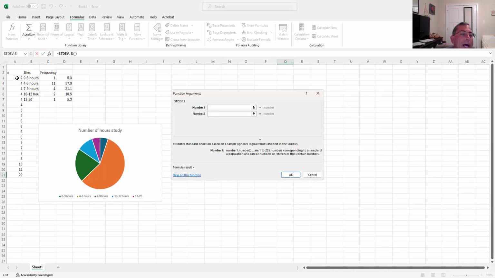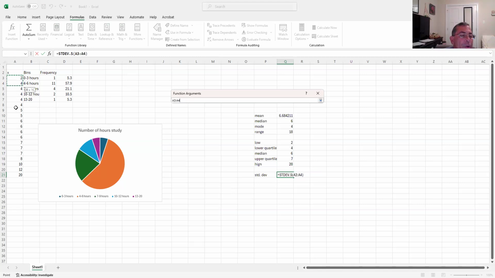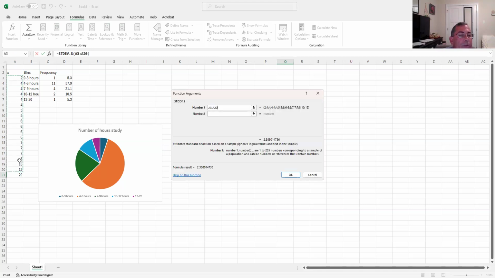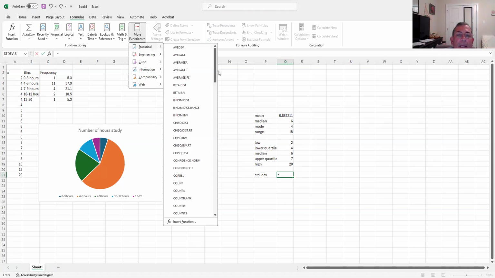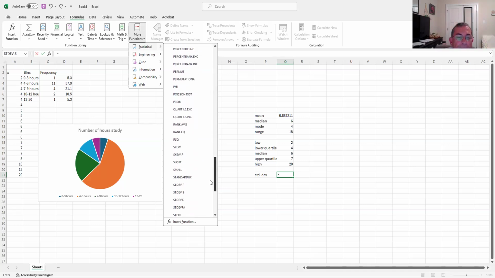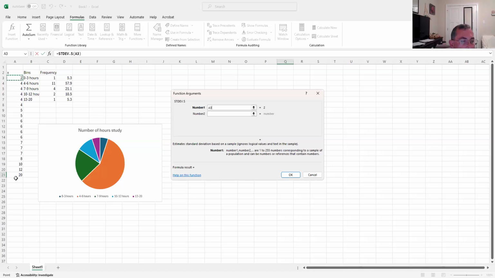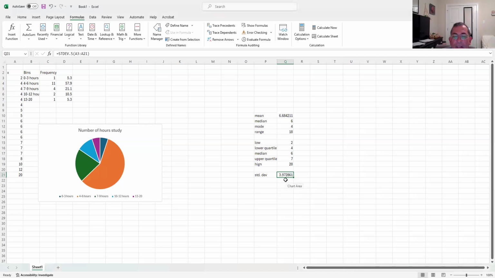Now, guess what? We're going to highlight our numbers again from 2. Whoops. Let me cancel that. Let me start that over. I got my numbers messed up. All right, so equals standard deviation with the S, and then highlight your numbers. So 2 to 20. All right, so it's giving me my A3 to A21 in that column. So y'all hit enter, and my standard deviation is around 3.9, which is almost 4 hours.